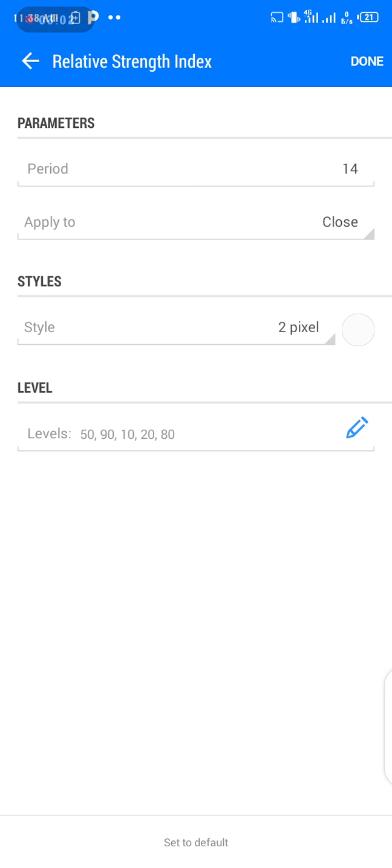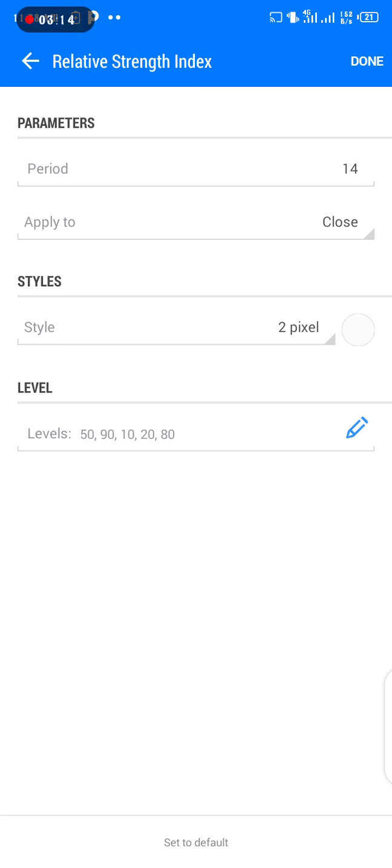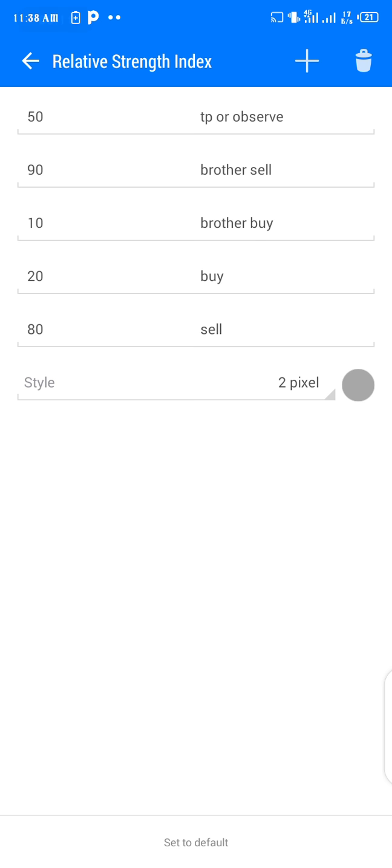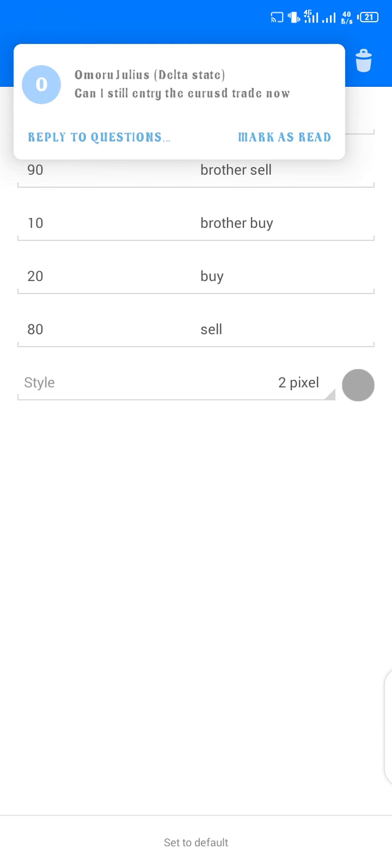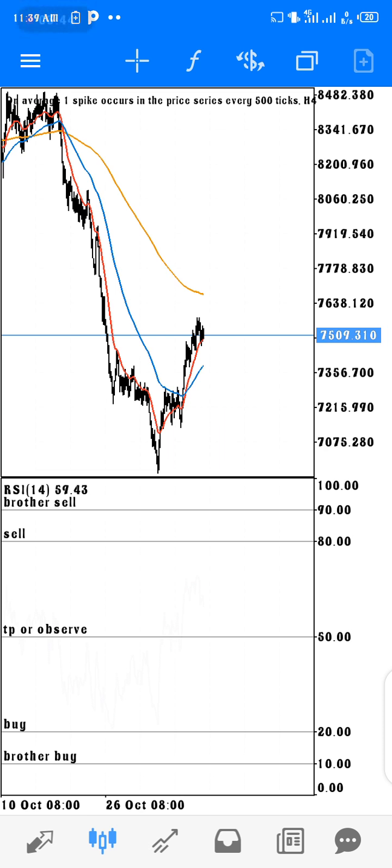Period 14, apply to close, style 2 pixel or any. Then for the color, it will be your background color. The levels will be levels 90, 50, 10, 20, and 80. And you label it the way I labeled it. You can put level 50 for TP, level 90 strong sell, level 10 strong buy, level 20 buy, level 80 sell. Any color of your choice and any pixel of your choice. Then add it to our chart.